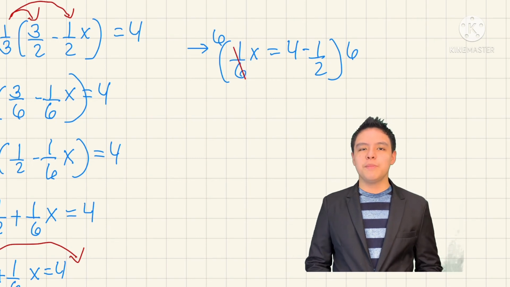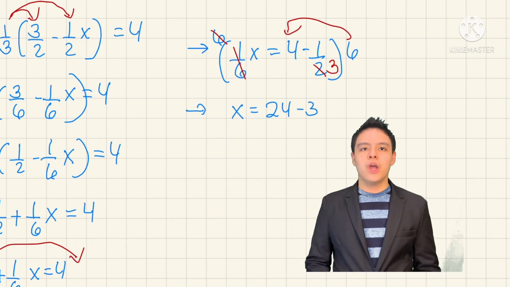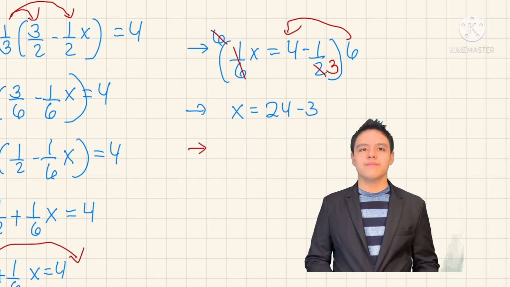1 over 6 will be cancelled and 6 times 4 is 24. Denominator 2 will be 3 and multiplied to negative 1, which makes it negative 3. 24 minus 3 is 21. Therefore, the value of x is 21.